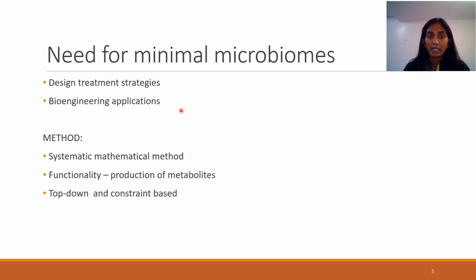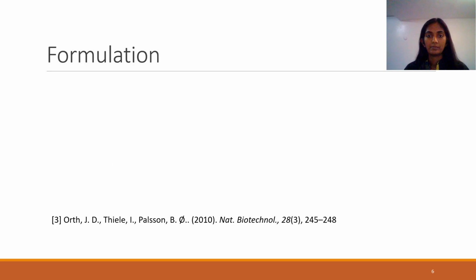It's also useful for bioengineering applications, for bioremediation, wastewater treatment, and so on. In such situations when any perturbation of the microbial community occurs, the concept of minimal microbiome can be used to overcome the problem. So we are presenting a systematic mathematical method to identify a minimal microbiome from a large community that's capable of a certain functionality. By functionality, we mean production of certain metabolites, maybe certain short-chain fatty acids. Our method is top-down and is constraint-based.